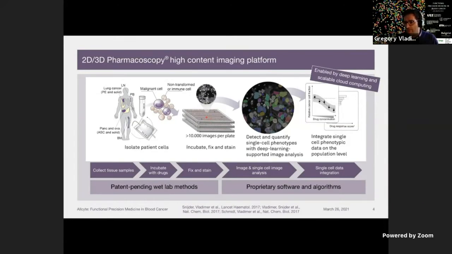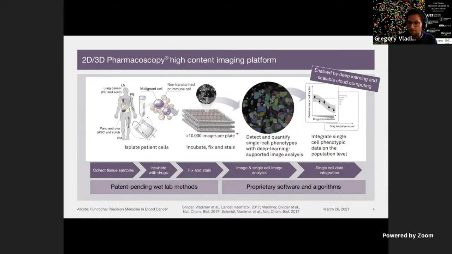And then at the end of the assay, which is usually about a couple of days, we fix these monolayers in place, and we stain them with antibodies or dyes. If we want to look at population changes, we look at cell surface dyes against cancer markers or other immune cell markers. If we want to look at things like viability dyes or mitochondrial dyes, we can do that too, and nuclear dyes, etc. And then we image these plates and we detect and quantify single cell phenotypes with deep learning supported image analysis.